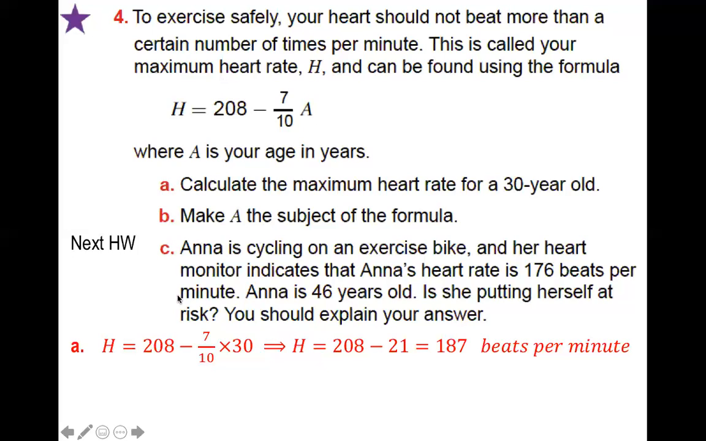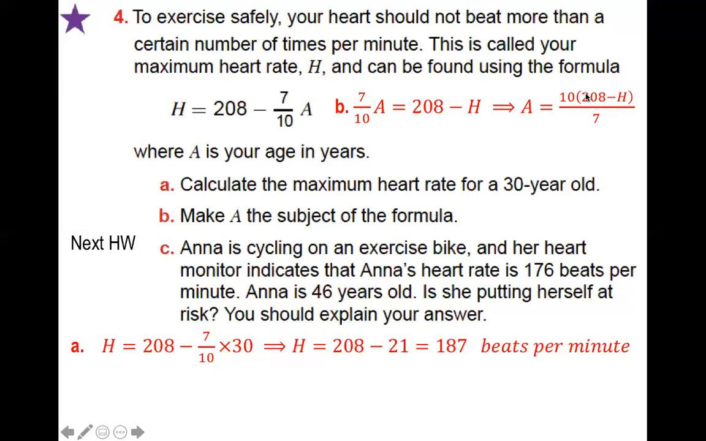So I'm going to get rid of the 208 by saying 7 over 10 A equals 208 minus H. So I've just put 7 over 10 A on the other side, this time 208 minus H. And then you times by 10 and you divide by 7 to get rid of the times by 7 divided by 10. And that's the formula there, done. So we've got A equals 10 over 7 times, open bracket, 208 minus H.